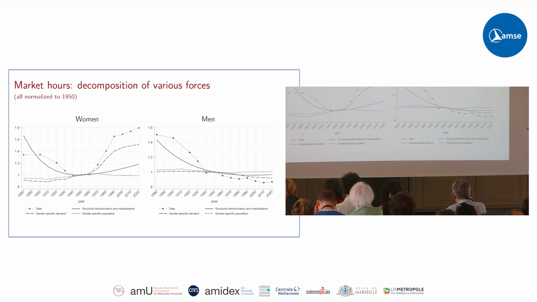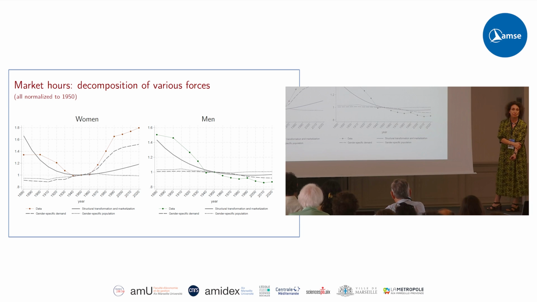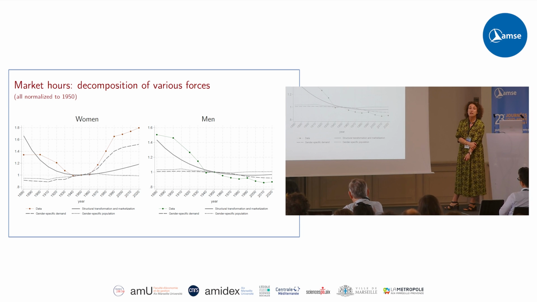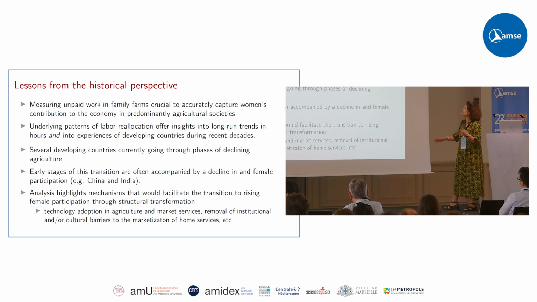So we conclude that the forces that we model explain the whole decline in male and female hours up until 1950, and about 25% of the increase in female hours and the reduction in male hours after that. Let me just leave a conclusion slide in terms of what lessons we can learn from the historical evidence. Perhaps I should stop here, leave that slide there, and if there are questions, of course, I'm happy to go back to this one. Okay.